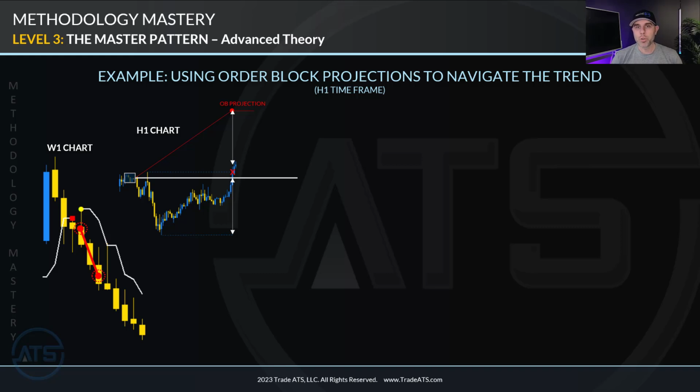Now that we have our first order block projection mapped out on the chart, why is this level important? Why do we come up with this?